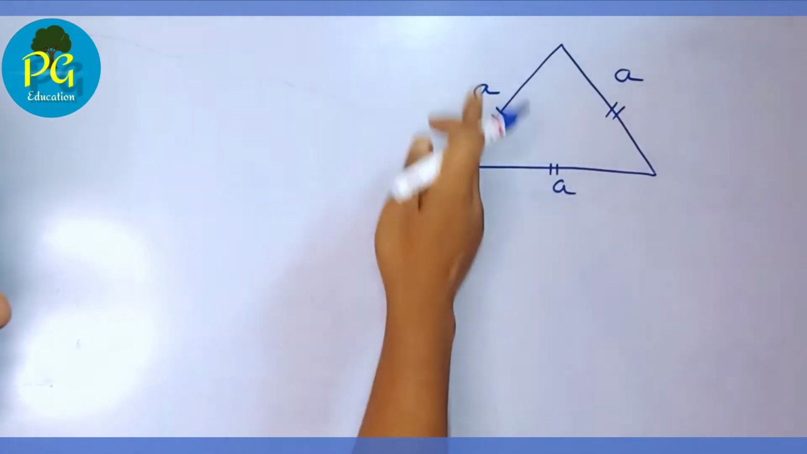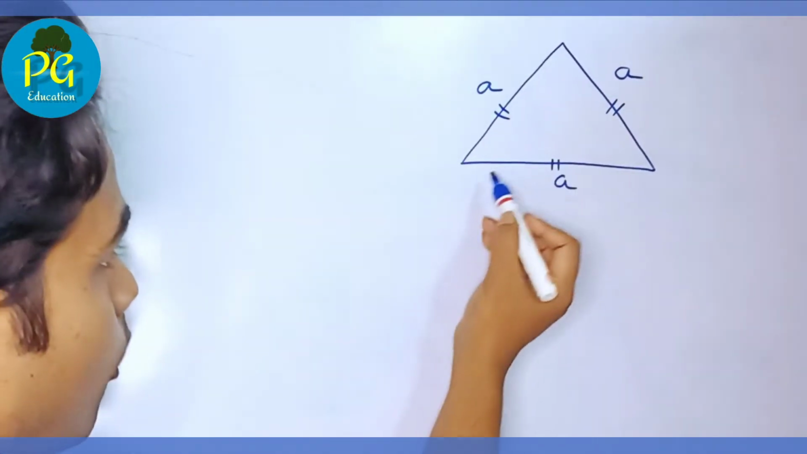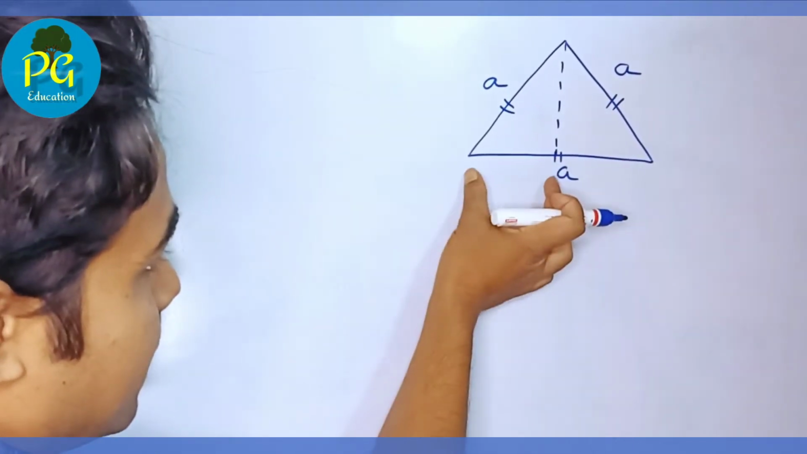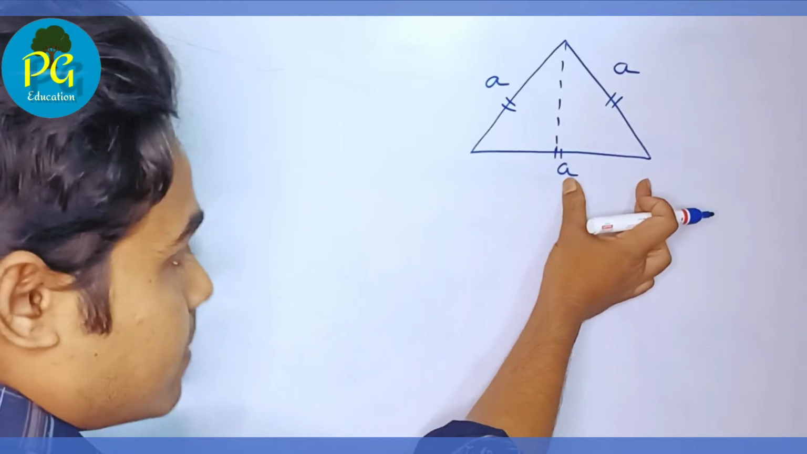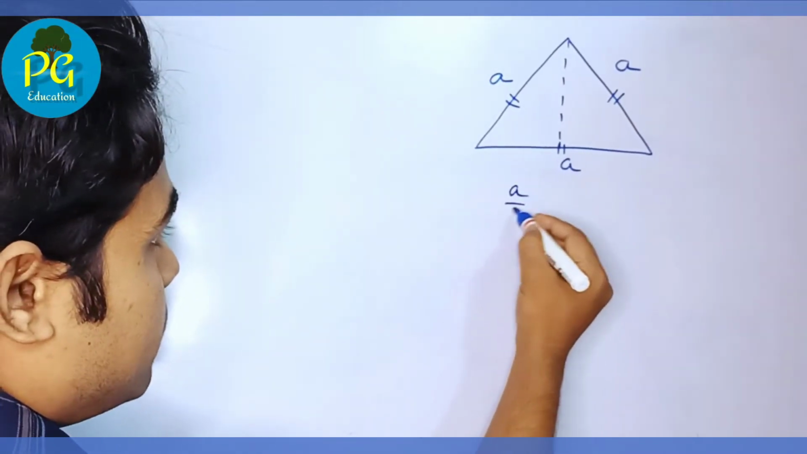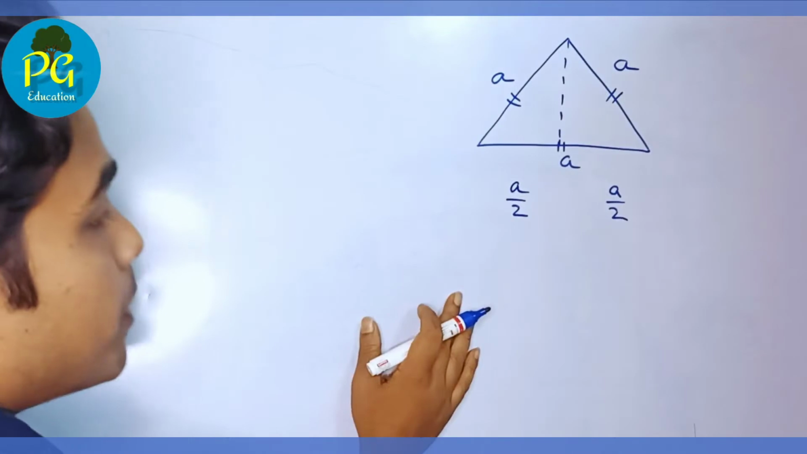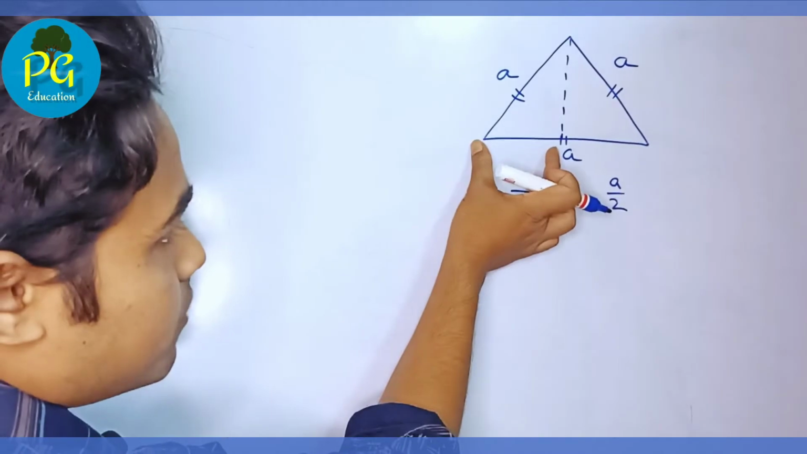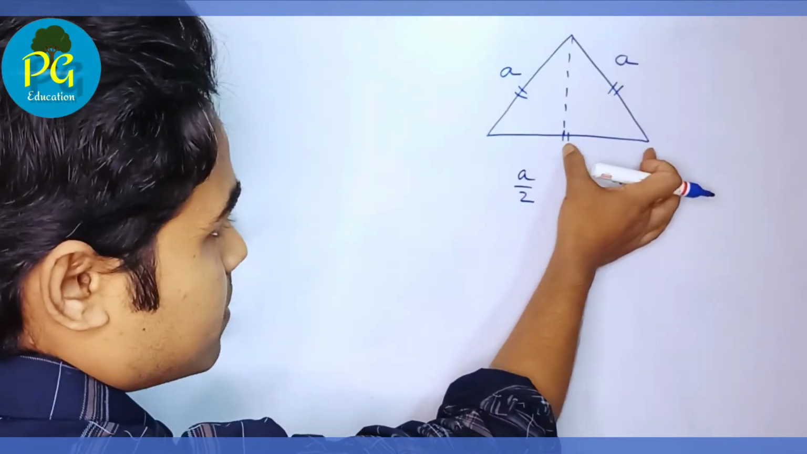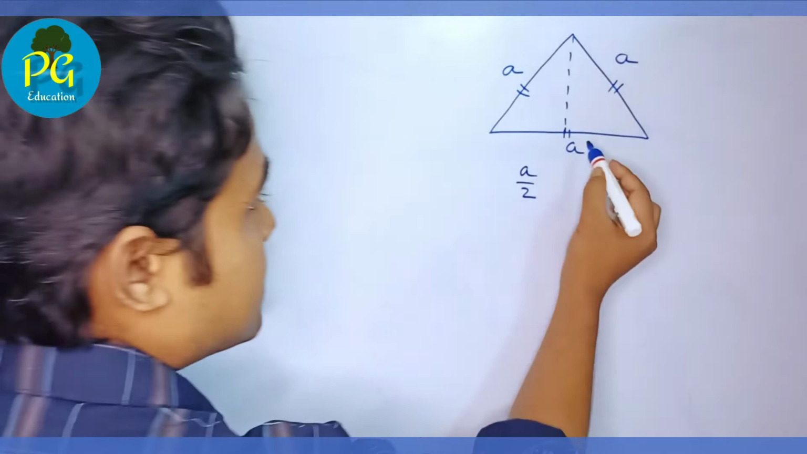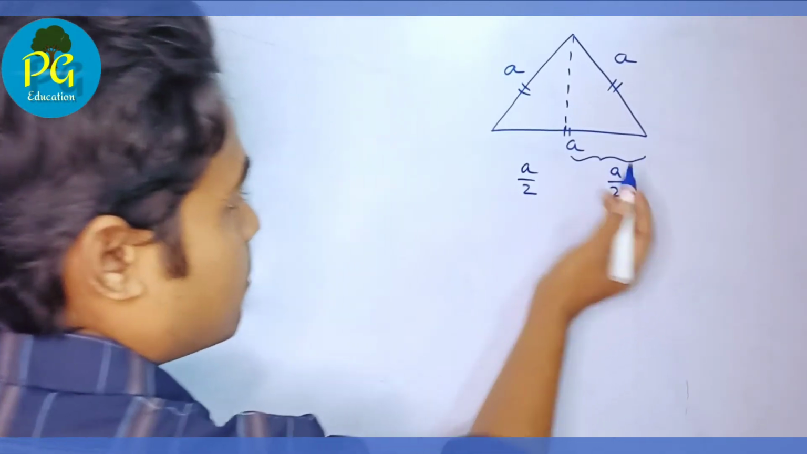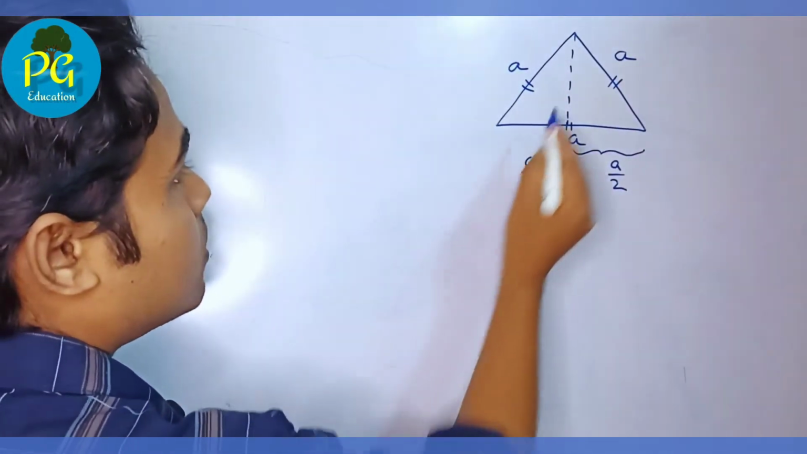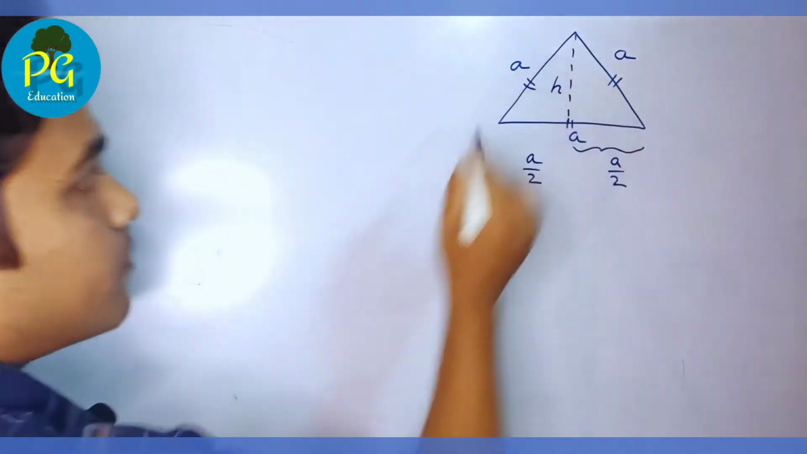If we draw a perpendicular from this vertex on this side, then this length and this length is equal to A/2. Why? Because this is A, the length of this line is A, half of this line is A/2, it is also half of this line, so it is also A/2. So we can say the length of this part is A/2. Okay, now this is A, we have to find out this H, this is the height of this triangle.